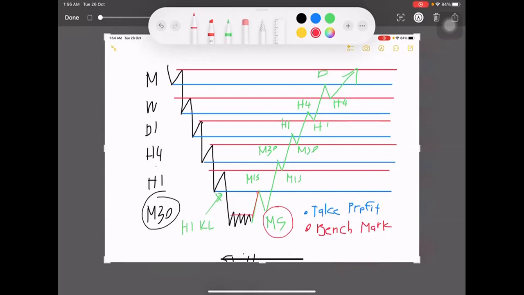M5. H1 key level, so we go to H1. So the M15 setup. Okay, continue. Then what? We reject, right? Oh yeah, we reject, because it's an M30. So the setup would be the M5. So we go in at the M5.